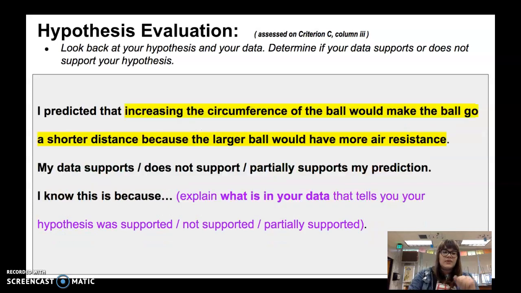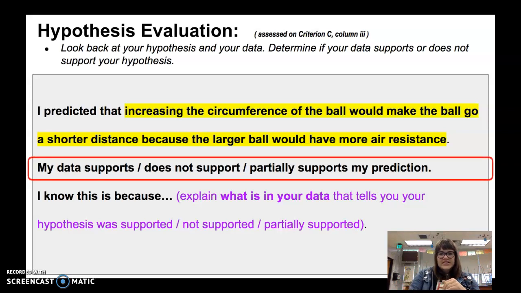So what I wrote was, I predicted that increasing the circumference of the ball would make the ball go a shorter distance because the larger ball would have more air resistance. That is basically my hypothesis, just summarized and shortened and put into this sentence so that it makes sense.